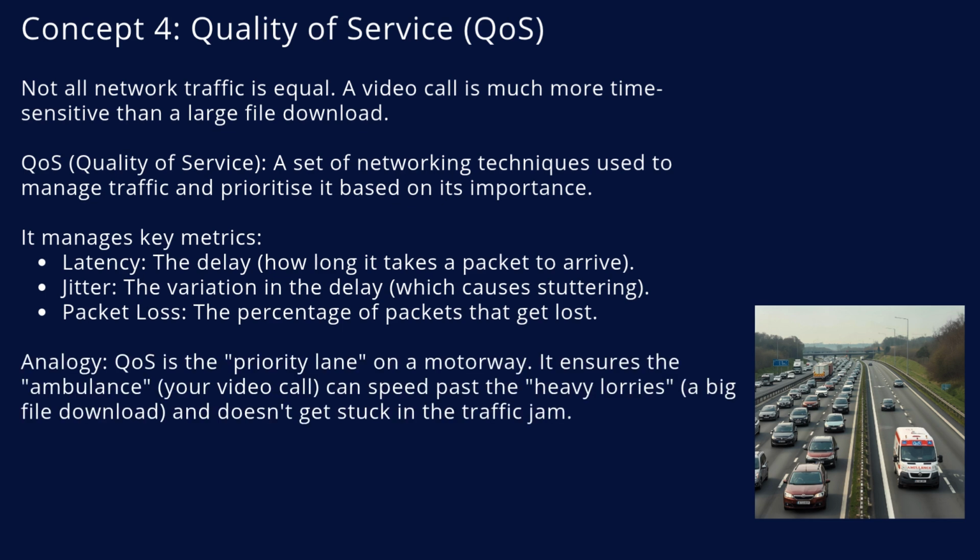Now, think about two types of traffic. A video call is like an ambulance. It is extremely sensitive to latency and jitter. Any delay makes the call freeze. A large file download, on the other hand, is like a heavy goods lorry. We want it to get there, but we don't really care if it takes an extra 5 minutes. QoS is how we configure the network to identify the ambulance traffic and give it the priority lane, ensuring it has a clear run, even when the rest of the motorway is congested.